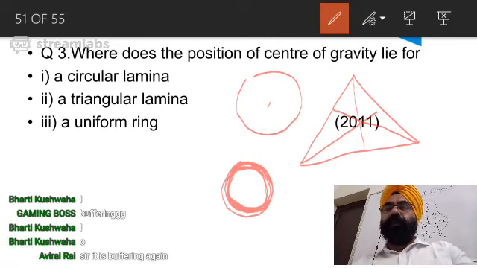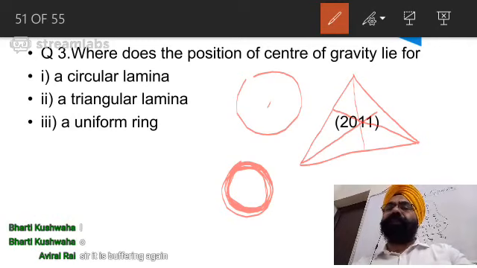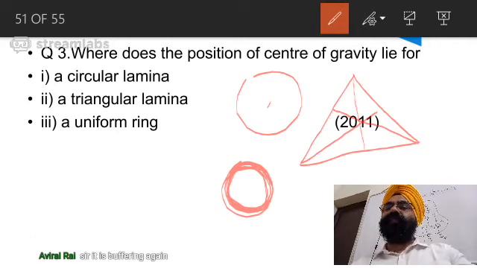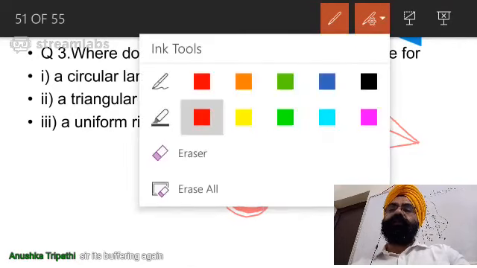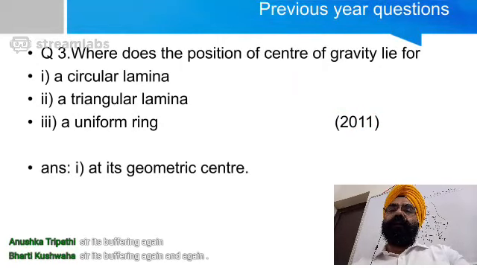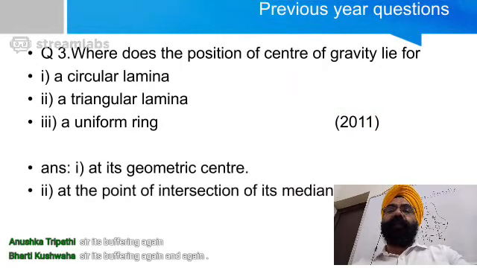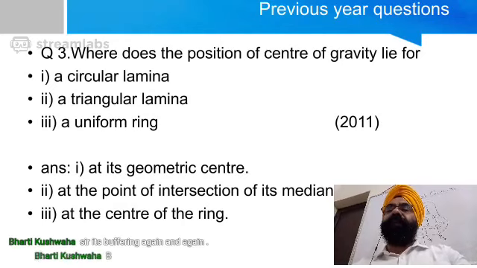A lot of people. Chalo. So many of them have got it wrong, except a child who wrote the center of the triangle. Please don't write center of the triangle. Write the intersection of medians of the triangle. And if it's a ring, again it's the geometric center. We go to the next question. First one is geometric center, second one is at the point of intersection of its medians, and third one is at the center of the ring. So most of the children have replied correctly. Very nice. We go to the next one.